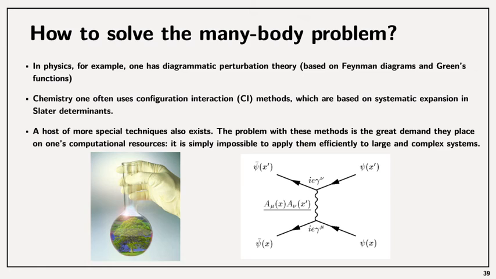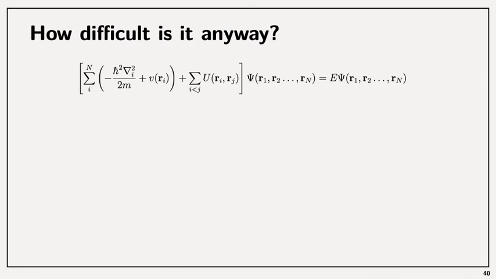So, for example, there's quantum Monte Carlo, which is a beautiful technique to do these kinds of things, but you can only look at a limited number of problems there. It's related to sampling, but we are not doing that here. That's what density functional theory is not. It is another method. So how difficult is this anyway?